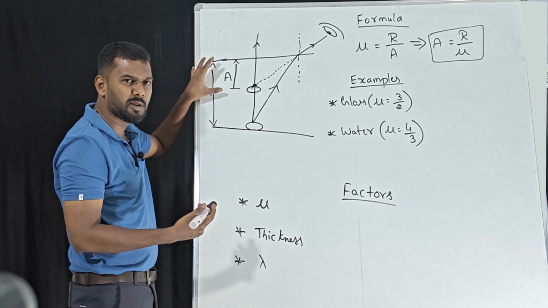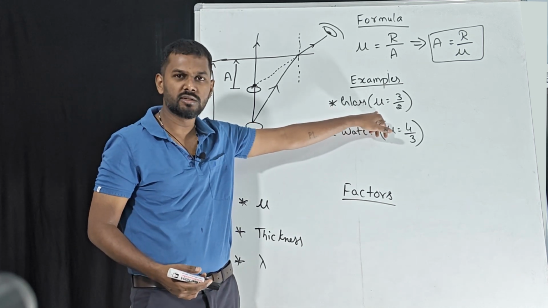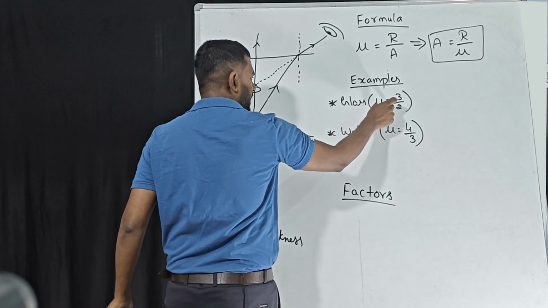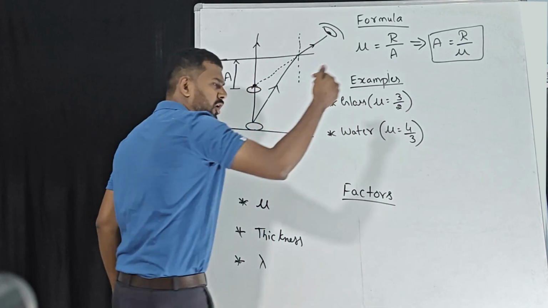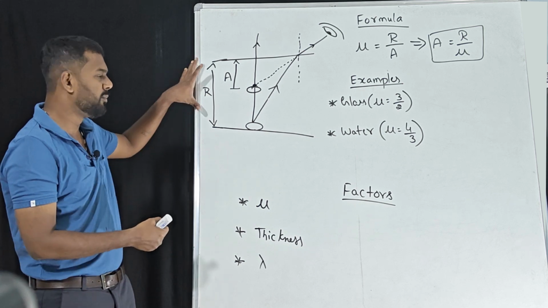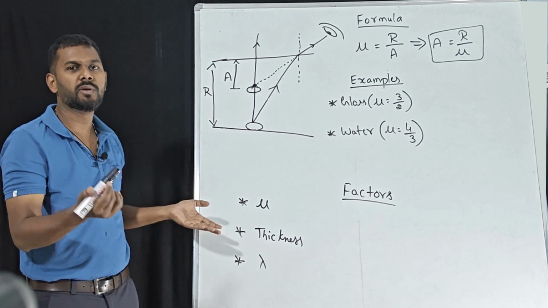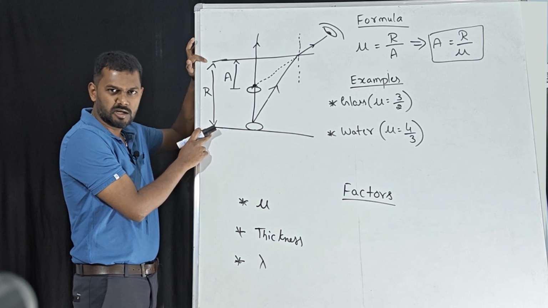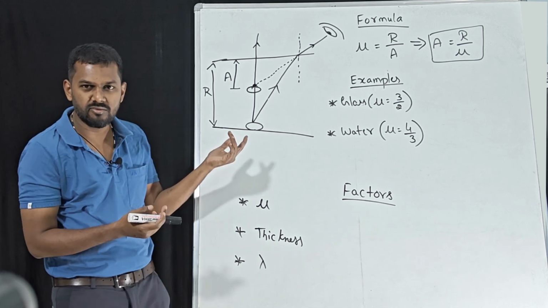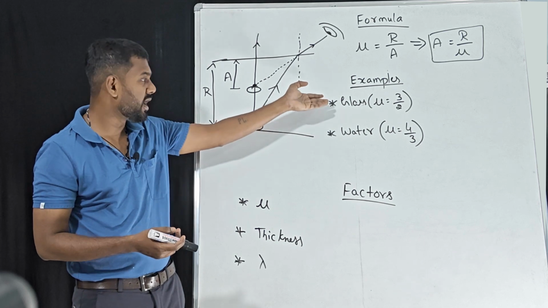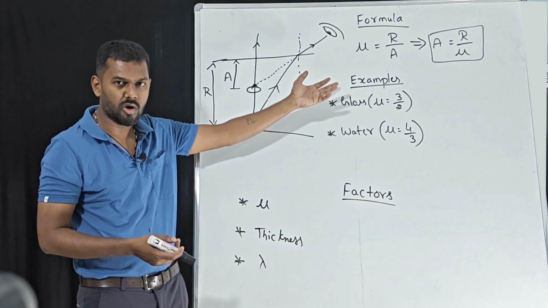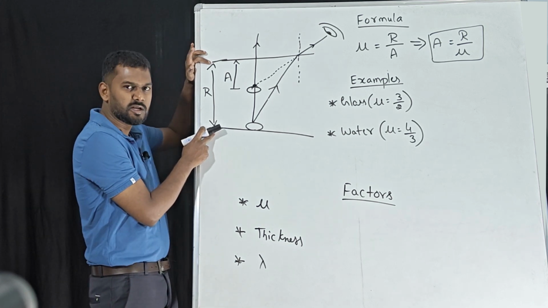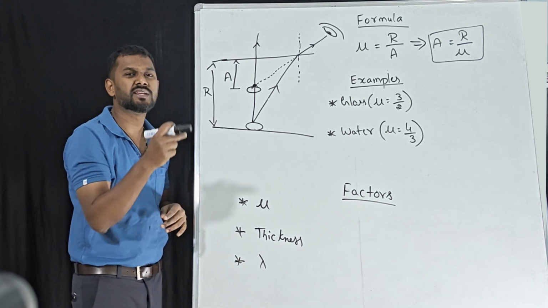How can we find apparent depth? Easily, just by looking at the refractive index. The refractive index is 3 by 2, so the apparent depth will be 2 by 3 of this complete height. I'll give you one example. If the thickness, the real depth, is 9 centimeter, then the apparent depth of the glass slab, if you know the refractive index value, you can write the answer. If the real depth is 9 centimeter, apparent depth will be 6 centimeter.